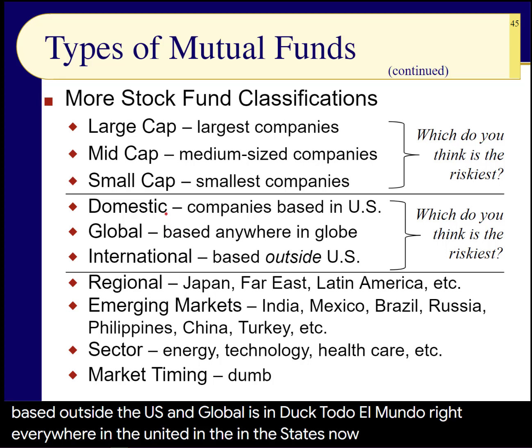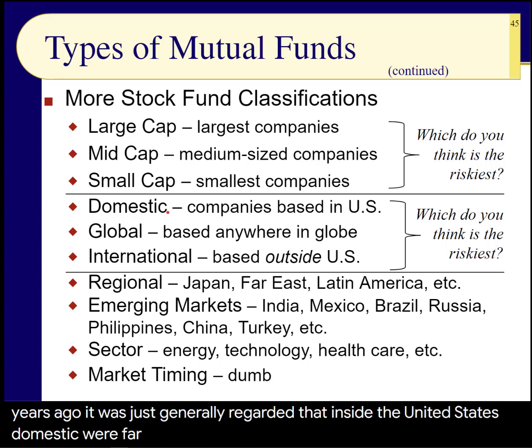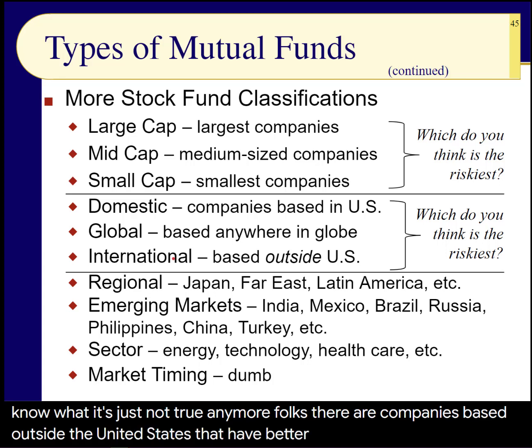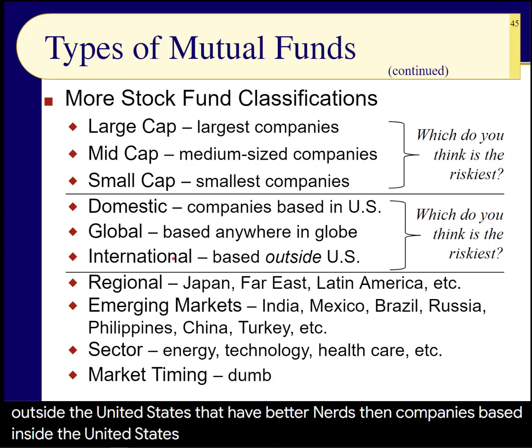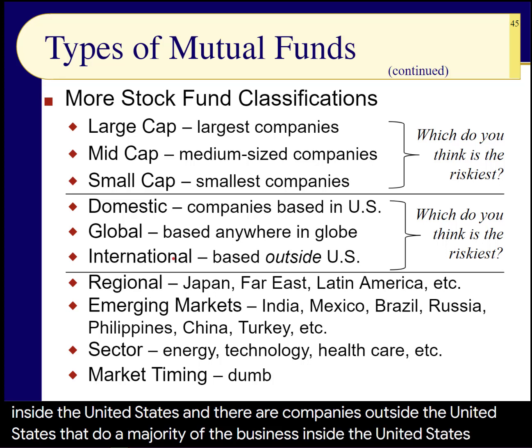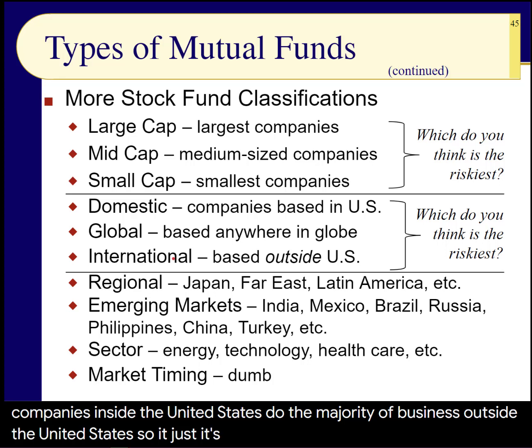Now, 50 years ago, 100 years ago, it was just generally regarded that inside the United States, domestic were far less risky than outside the United States. But you know what? It's just not true anymore, folks. There are companies based outside the United States that have better accounting standards than companies based inside the United States. And there are companies outside the United States that do a majority of the business inside the United States, and companies inside the United States that do the majority of business outside the United States. So it's not as big a distinction as it used to be.